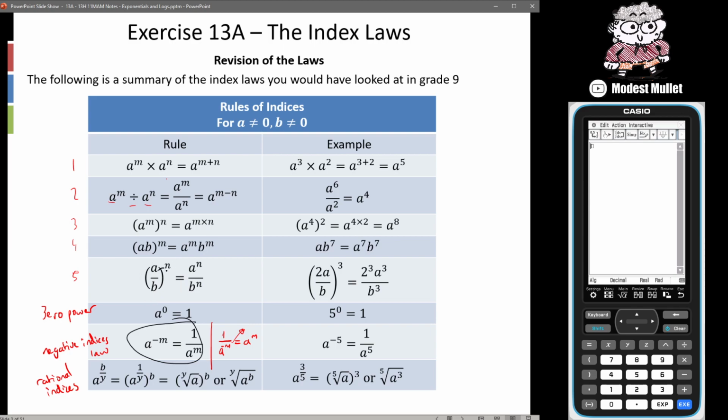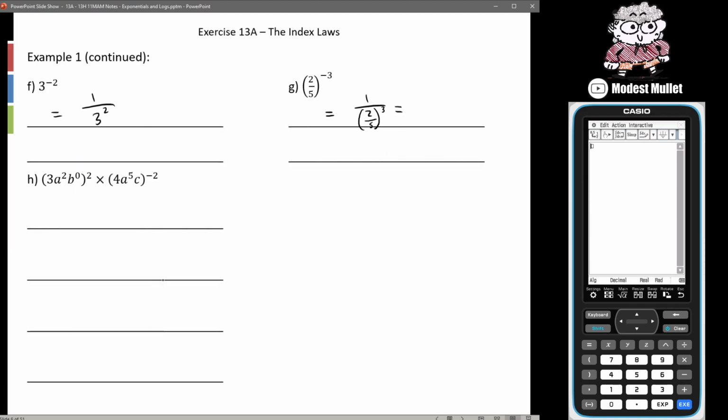We've got something that looks like just this. We can actually bring the power inside the brackets. So this is now 1 on 2 to the 3 divided by 5 to the 3. And simplifying, we have 1 divided by a fraction. How can we divide by a fraction? Well, that's the same as 1 times the fraction flipped. So we now get 5 to the power of 3 on 2 to the power of 3 as our final answer.